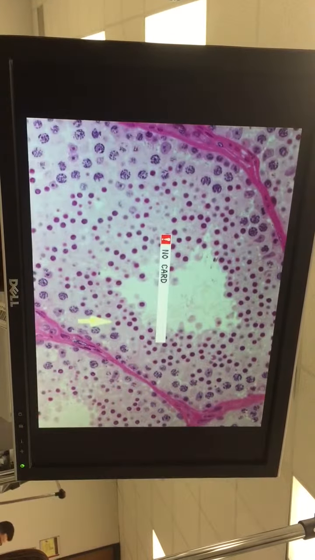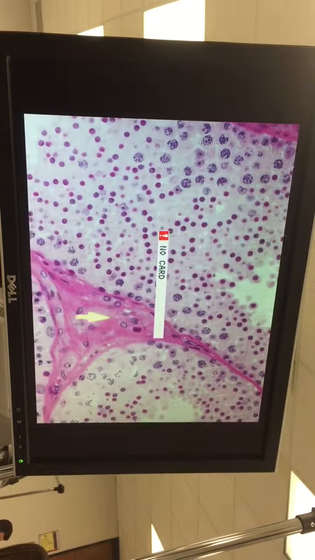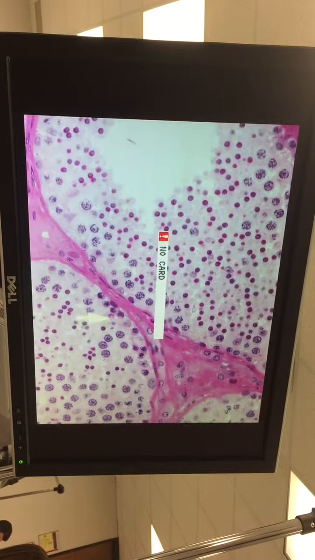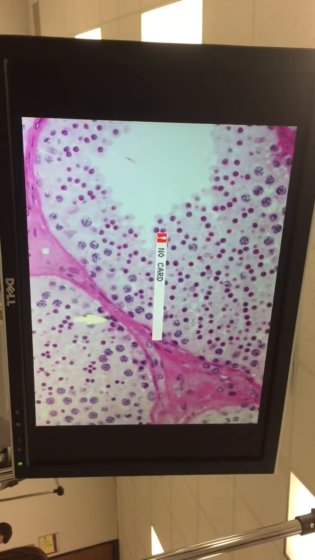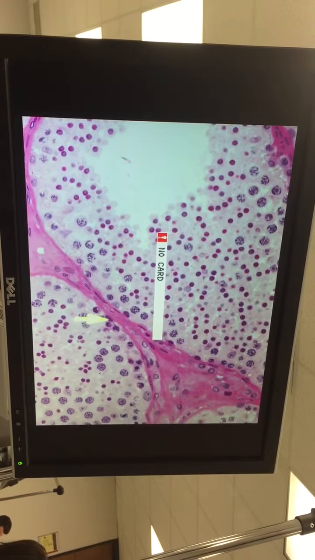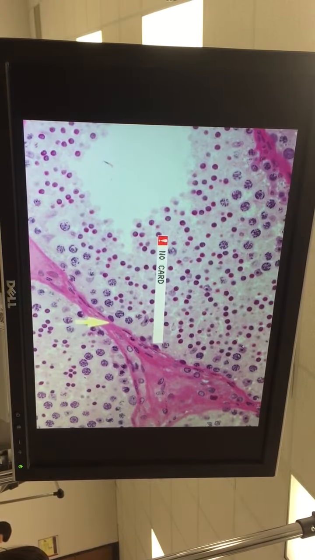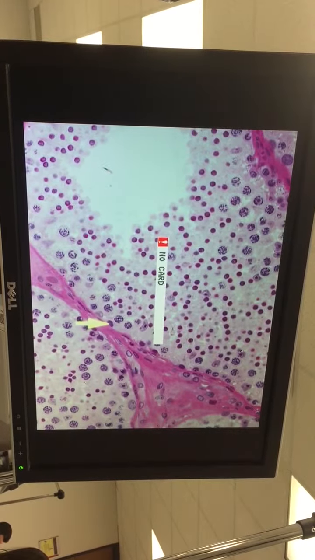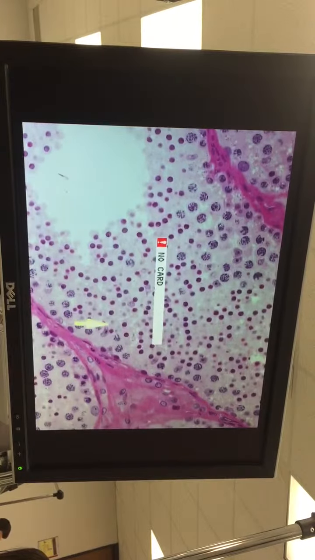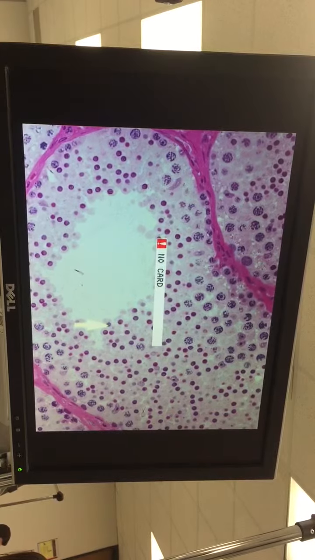So as we kind of scan around here, there's another Sertoli cell nucleus, and then we have a spermatogonium right there, directly applied to the basal lamina surrounding the seminiferous tubule. There's another one right there. So spermatogonium, primary spermatocytes, Sertoli cells, and then certainly these out here would be early spermatids.